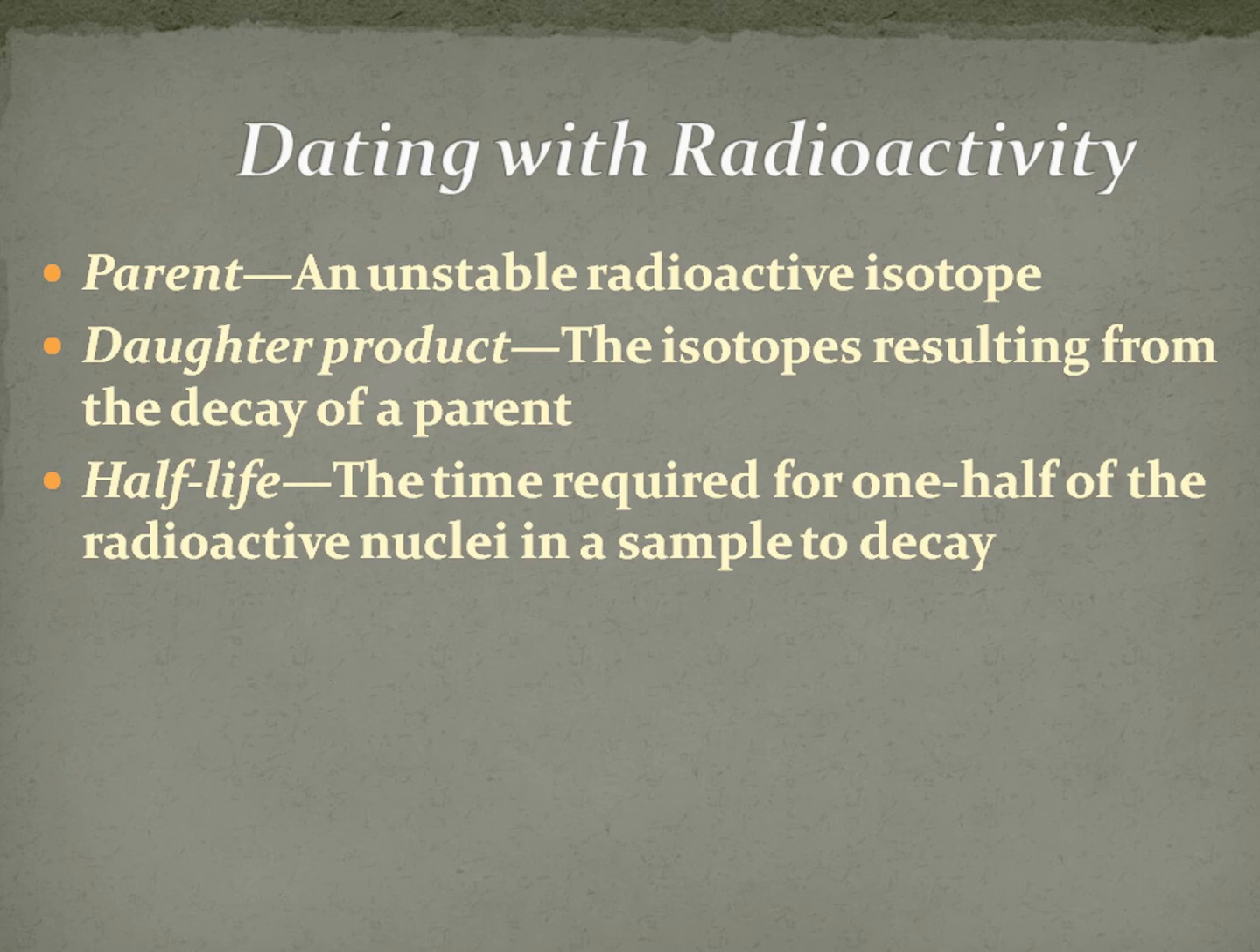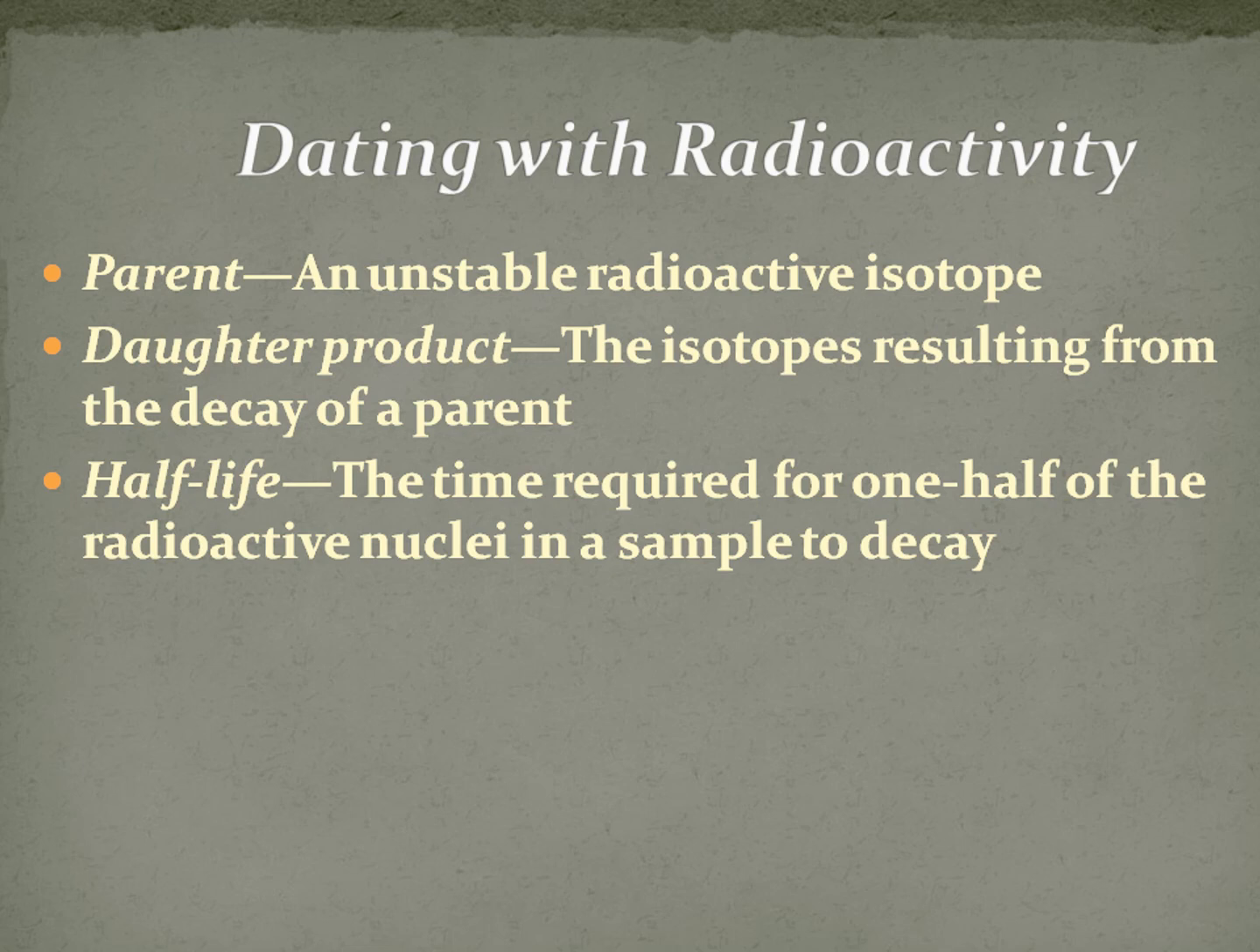So some terms here you hopefully are already familiar with. The parent material is the unstable radioactive isotope that you begin with, like say uranium-238. The daughter product is the stable isotope, the final isotope, the last thing it will become on its path of decay.